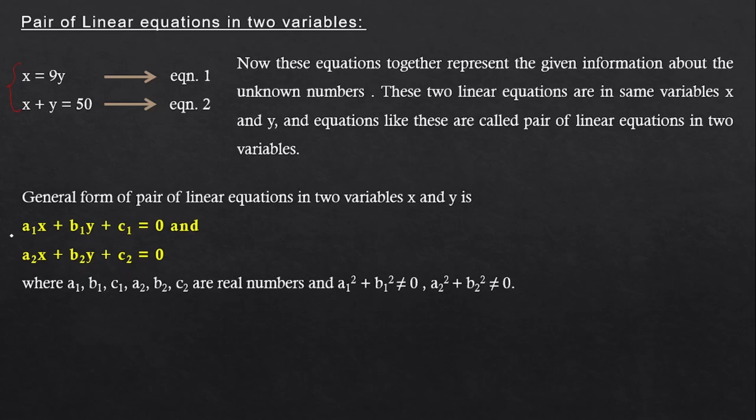Again, the condition that both a1 and b1 together cannot be 0. Both a2 and b2 together cannot be 0. The same condition can also be written as a1 square plus b1 square should not be equal to 0, or a2 square plus b2 square should not be equal to 0. These conditions are necessary to understand because in some objective questions, they give the definition and ask the conditions as one of the options. I hope we have understood and we are ready to move further with the concept.